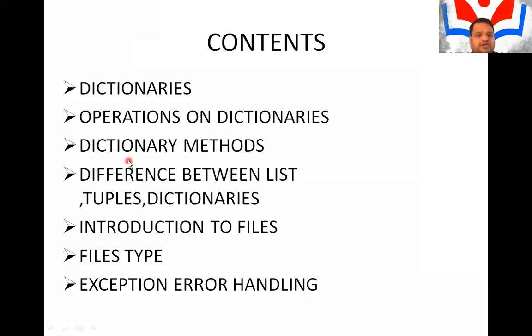And then the most important thing: because you have already studied lists and tuples, in the final chapter it is mandatory that you study the difference between lists, tuples, and dictionaries. Then we will look at files: an introduction to files, the different types of files, how we can access files, and file permissions like read, write, and append. We will have a look at all of this in chapter number 5.